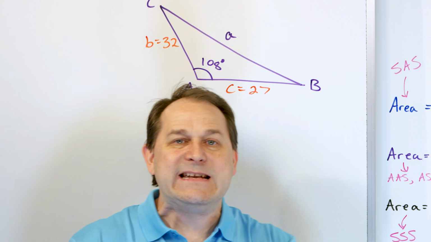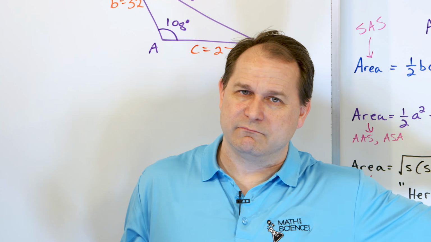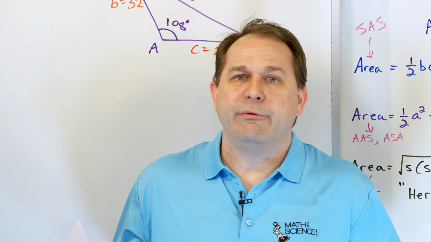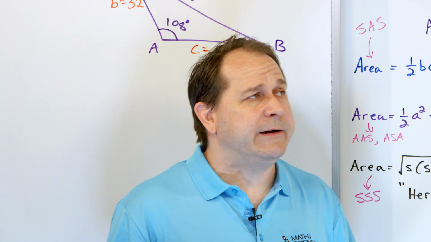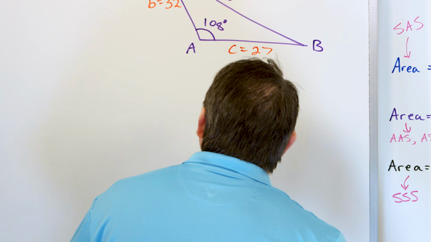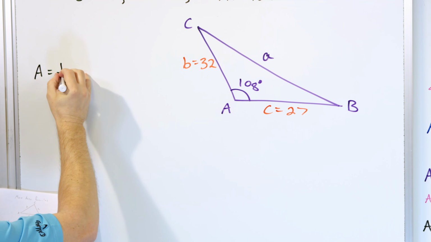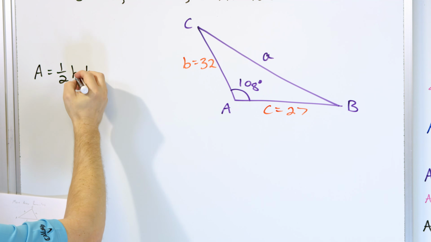Let's say that I never gave you these equations, these other little guys over here, and I just asked you, find the area of this triangle, right? Well, what would you do? You would write down 1/2 base times height, right? You would say, well, the area of any triangle is 1/2 times the base times the height.